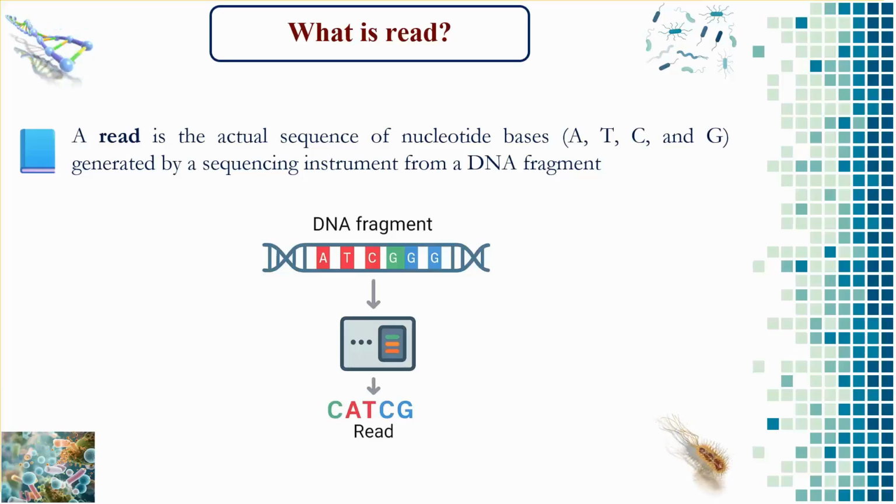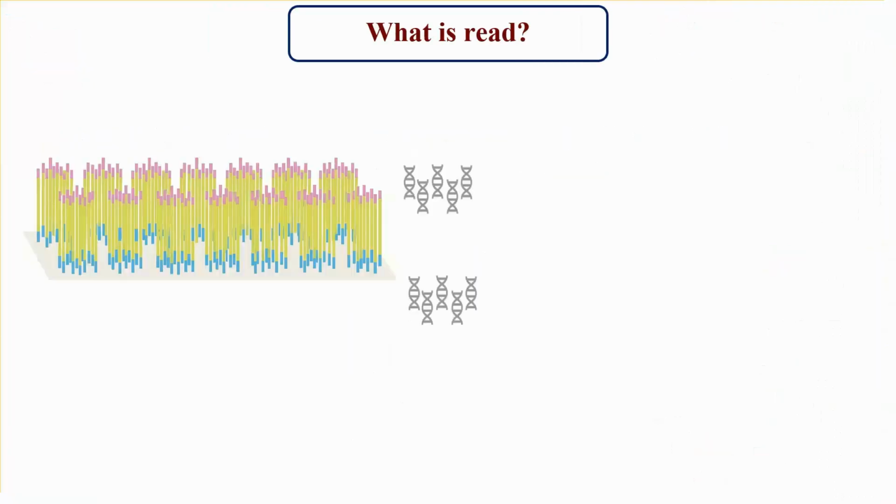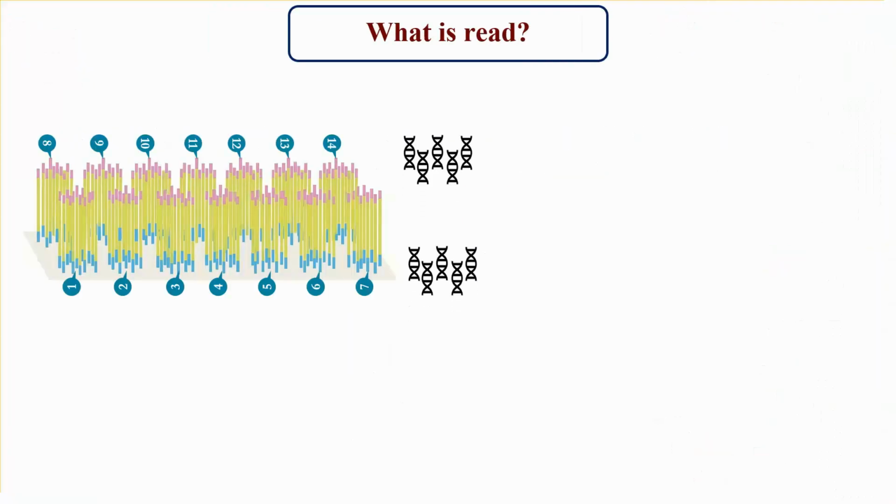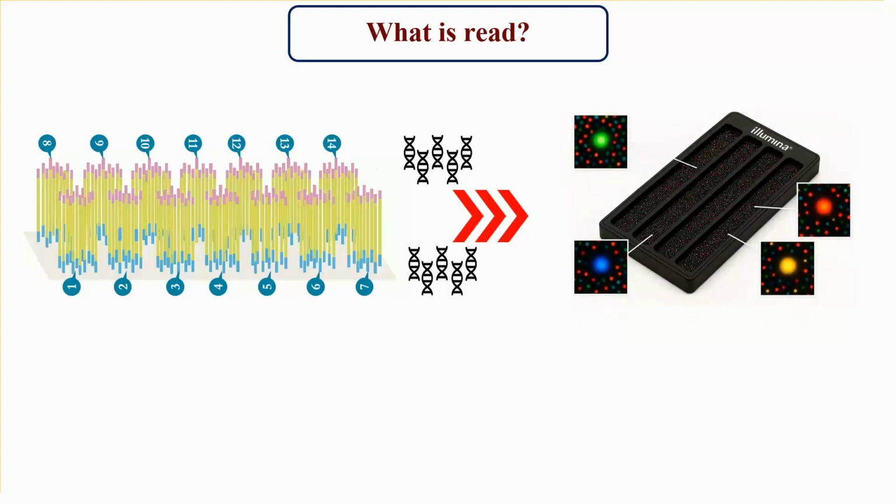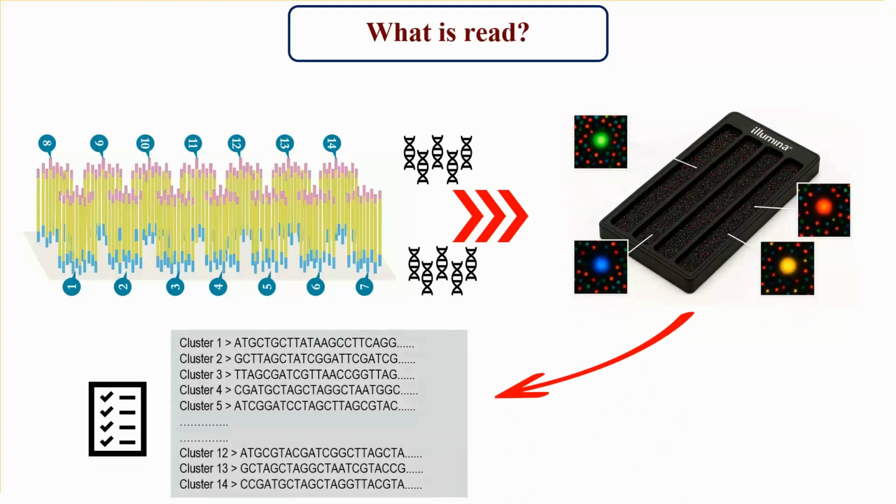A read is not just a biological concept, it is also digital data. Each read is stored as text inside a file, and these files are used for downstream analysis such as alignment, assembly, and variant detection. In Illumina sequencing, each cluster on the flow cell corresponds to one DNA fragment, and a single read is generated from each cluster in single-end sequencing.